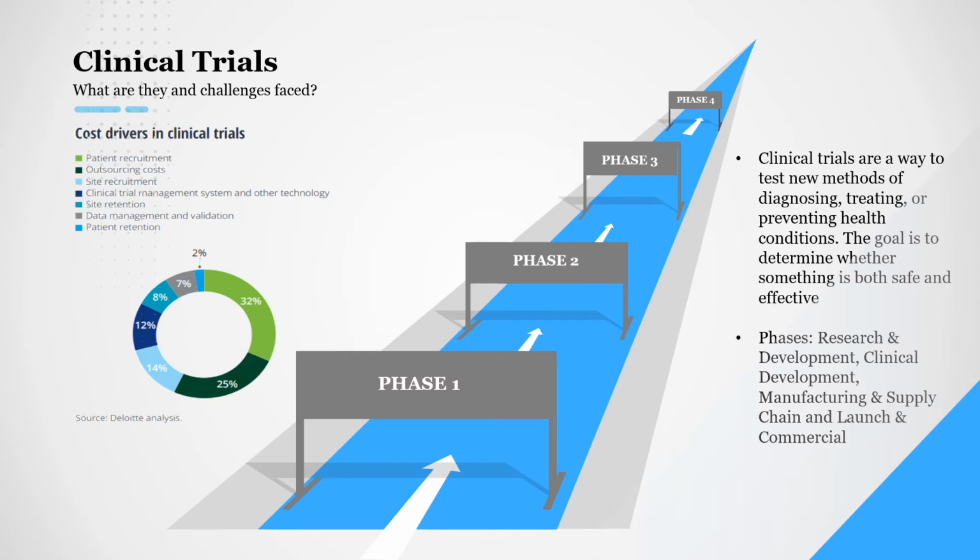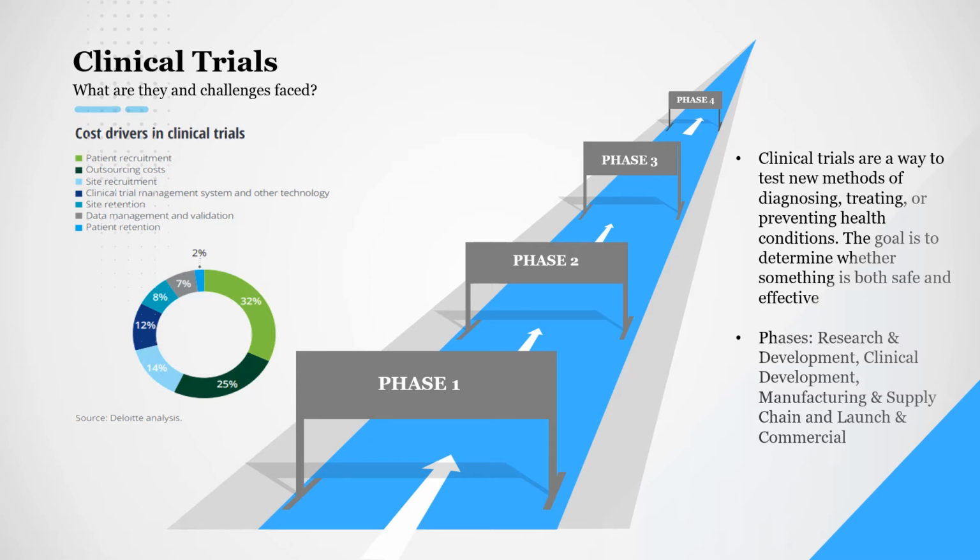Clinical trials are a way to test new methods of diagnosing, treating, or preventing health conditions. The goal is to determine whether something is both safe and effective. Clinical trial research on COVID-19 presently comprises three categories. 1. Ongoing clinical trials for non-COVID drugs. 2. Clinical trials for repurposing drugs to treat COVID-19. And 3. Clinical trials for new drugs to treat COVID-19.